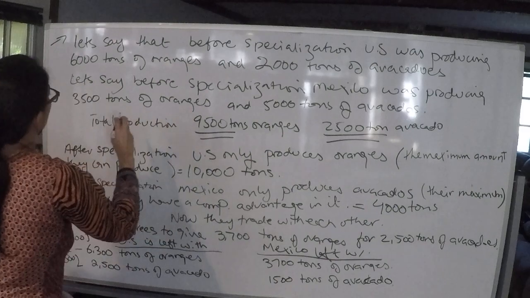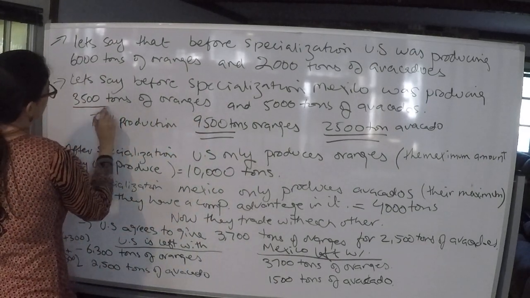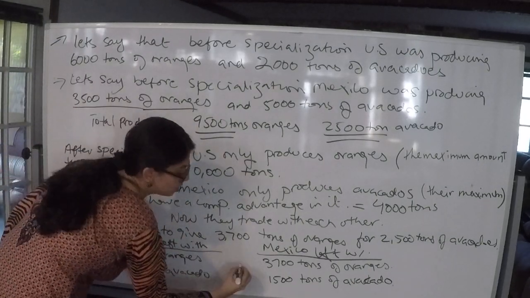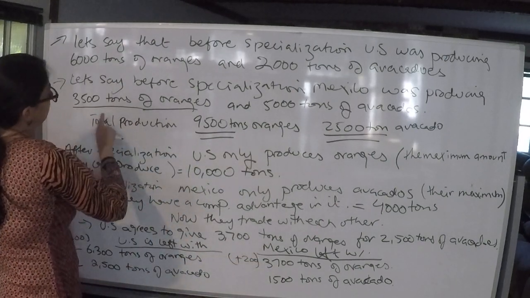Well, before specialization, Mexico had 3,500 tons of oranges. It has 3,700 now, so that's a gain of 200.